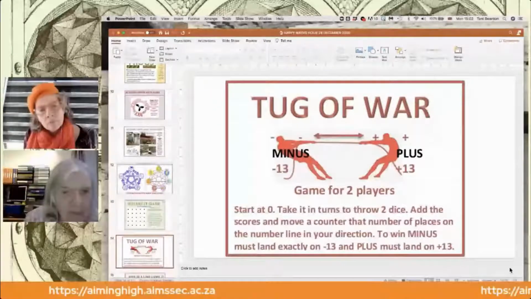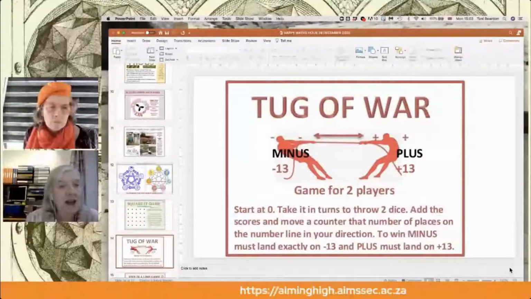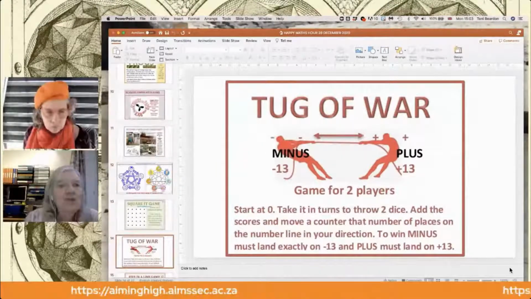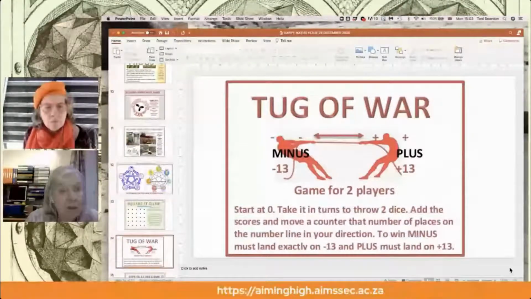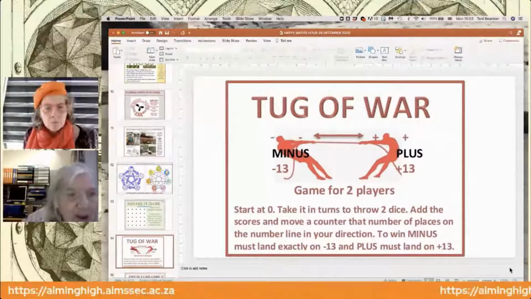So supposing you score a 6 and a 5, that's 11, and you start off at 0, then if you're on the plus side, you'll pull it all the way to +11, and you've only 2 more squares to go, and you win. But what happens if you go with 3?